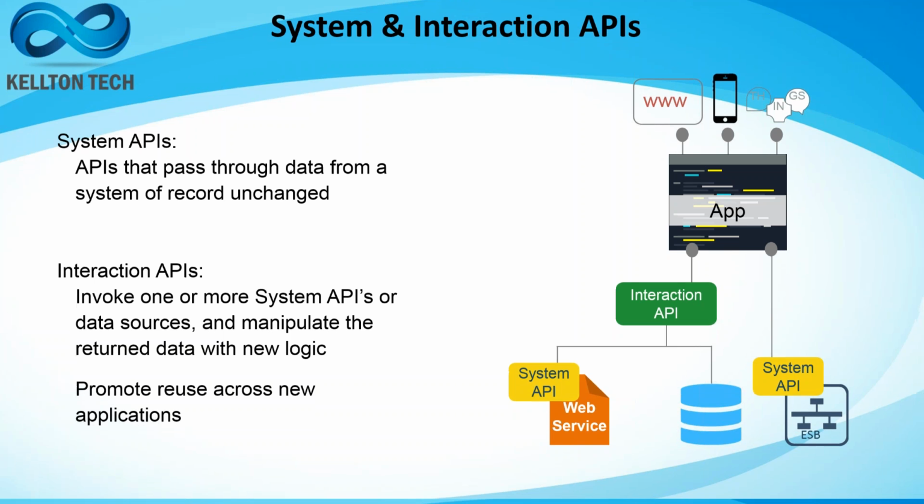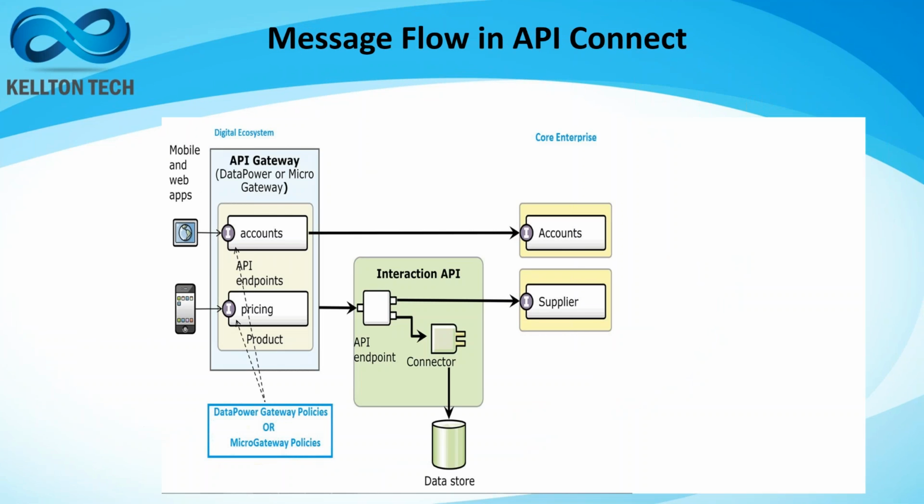So just to look at how the message flow happens in API Connect typically. When an API consumer calls, for example, a system API or an existing API, the gateway forwards the request to the existing API, whereas when a consumer calls into an interaction API, the gateway forwards it to the interaction API, and the interaction API in turn invokes other system APIs or the data sources, manipulates the data, and returns to the caller.